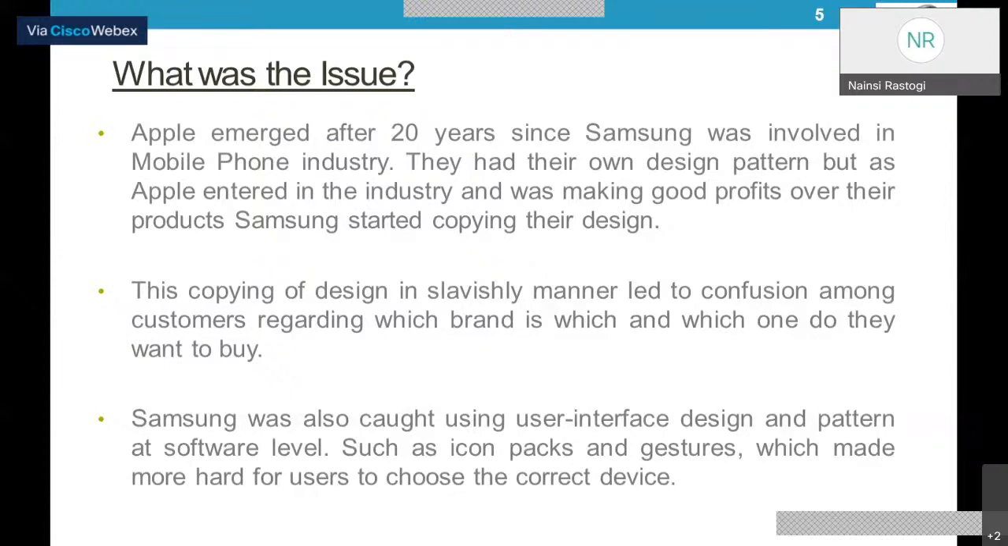Because whenever you go to the market to buy a smartphone, at that time smartphones had just been introduced in the market. People were not so aware about the companies, not so aware about the quality. So they used to compare the phones side by side. They used to see, this is looking good, this is looking good, okay, these functionalities are there. So it was creating confusion, and it was further impacting Apple's market. That is why Apple sued Samsung in court.